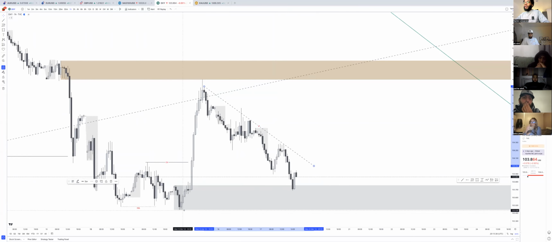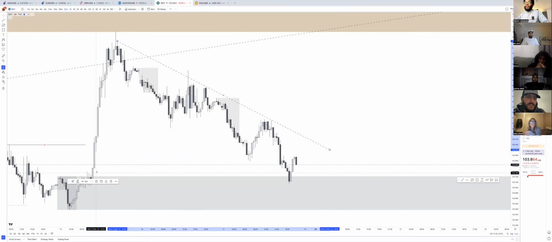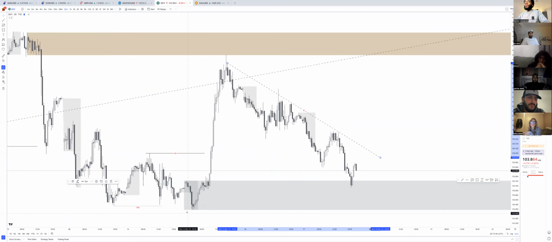Now this Asian low hasn't been taken. Okay, I can see it from here. Yeah, so it hasn't been taken. So we can be wary of that. What I can do is I can mark it out. So if I click here, go like this, I know that this is an Asian low that hasn't been taken.